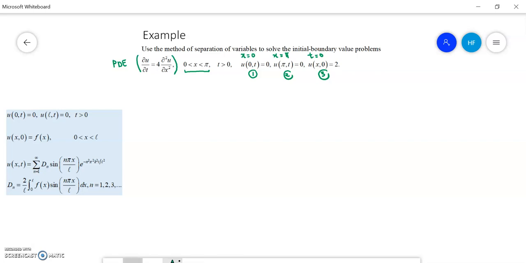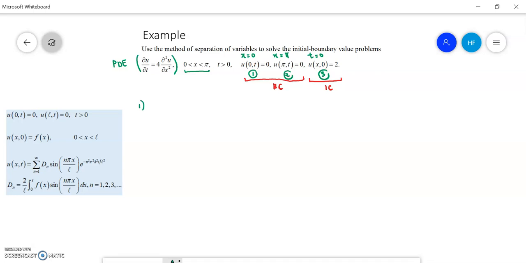So we can identify that conditions 1 and 2 are the boundary conditions because these are the conditions at the boundary. And this is the initial condition, because the initial condition is the condition when t is equal to 0, or at the starting point, at the starting time. Okay, now we have all these conditions.